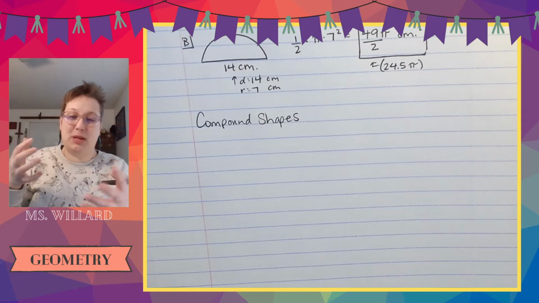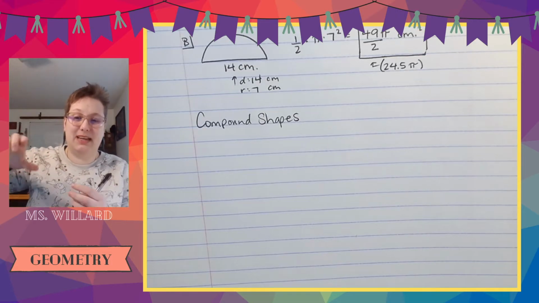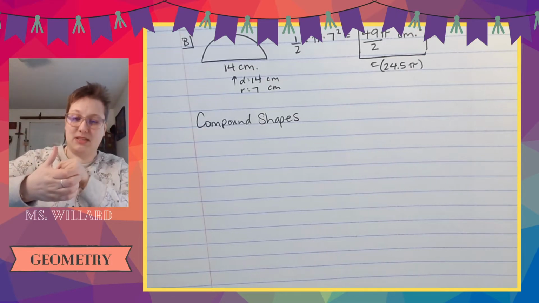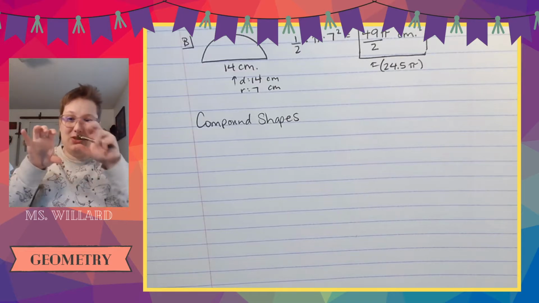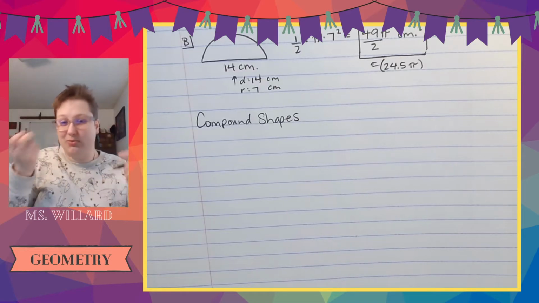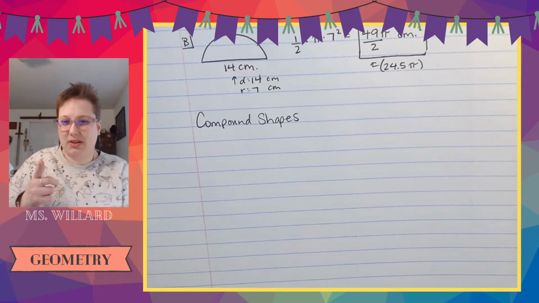Compound shapes are more than one shape that have been put together. So this could be like an ice cream cone, that's a triangle with a semicircle on it. Or it could be a weird shaped rectangle, rectangle, rectangle, rectangle. Okay, so let me show you one of those.